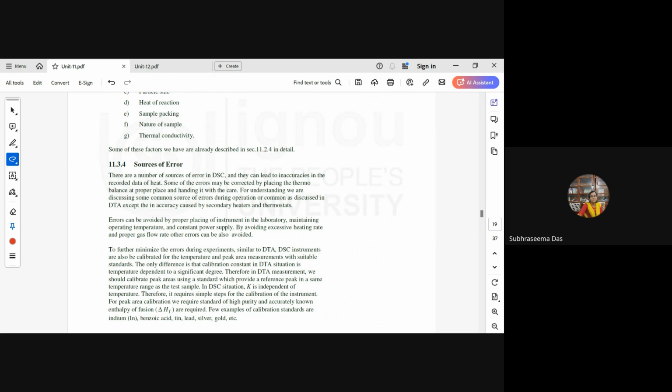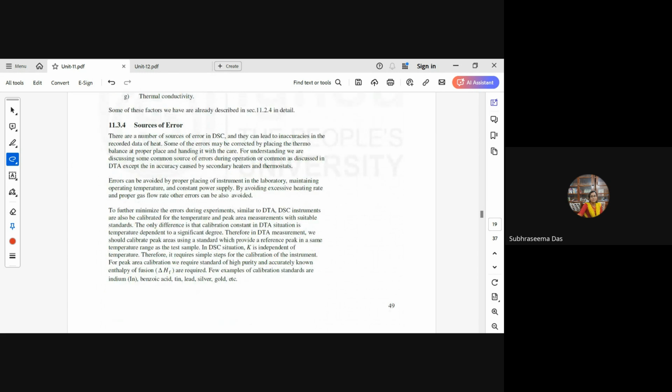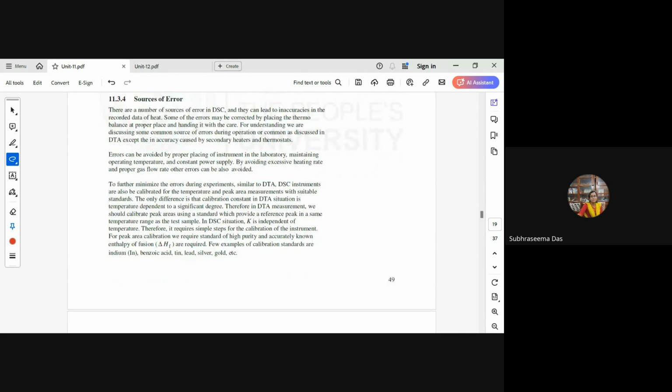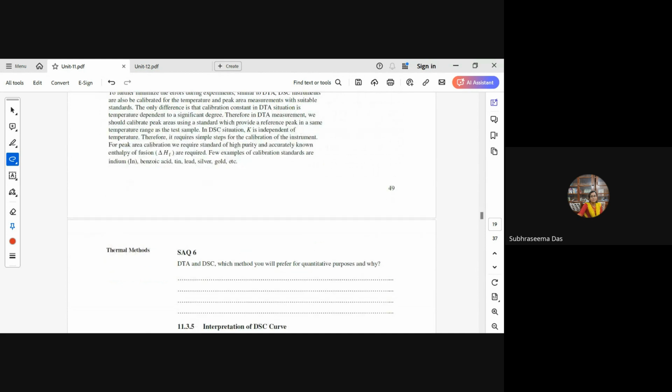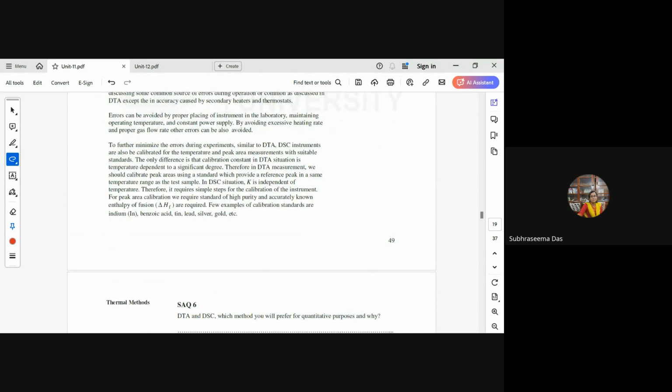Now the errors can be avoided by proper placing and handling in the laboratory, maintaining the optimum temperature, and having a constant power supply. By avoiding an excessive heating rate and maintaining a proper gas flow rate, these other errors can be avoided. Now, to further minimize the errors that might appear during the measurements, the DSC instrument must be calibrated, and the peak area measurements must be optimized with a standard.